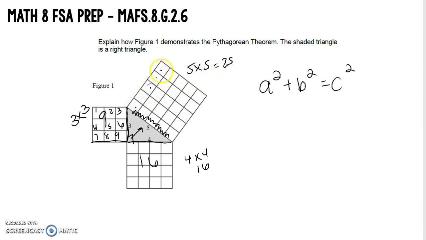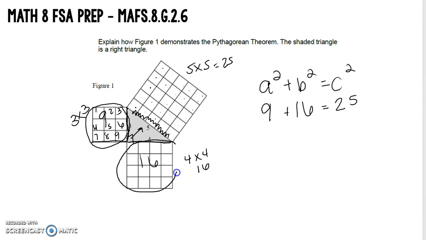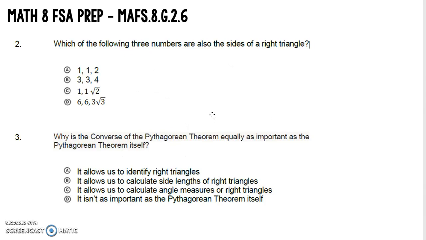And I would encourage you to pause the video and count up all of these blocks. There's 25 blocks there. So if I add a squared, which was 9, and b squared, which was 16, it equals 25. So if I actually took all these blocks and added them to all of these blocks, they would actually fit over on this side. That's what the Pythagorean theorem tells us. So in the next couple of slides, we're going to be practicing that idea.